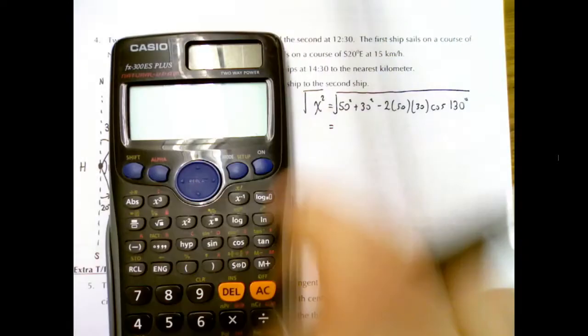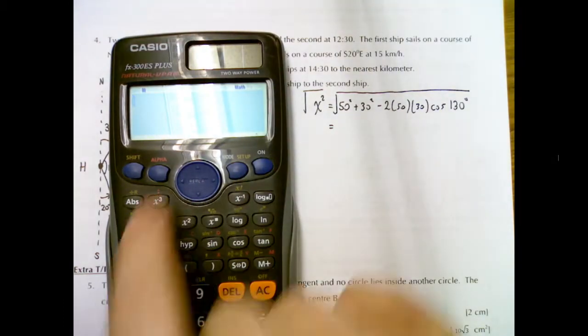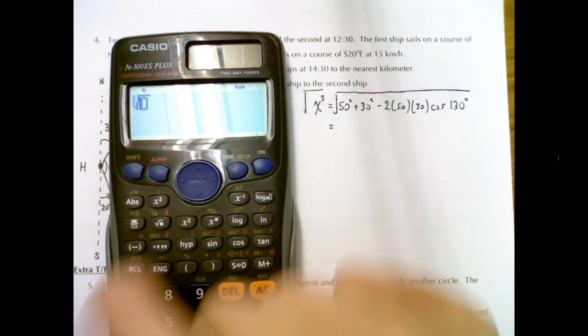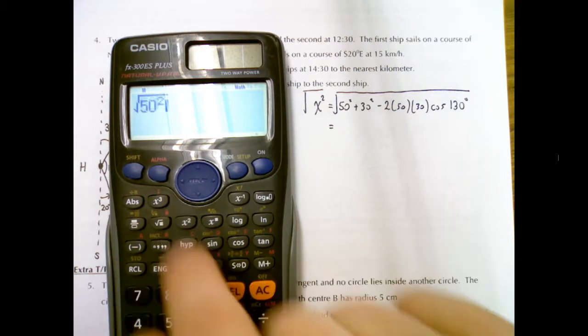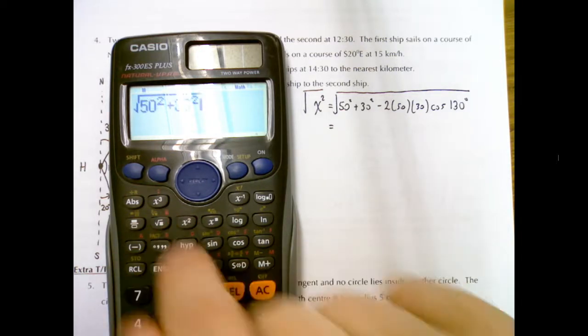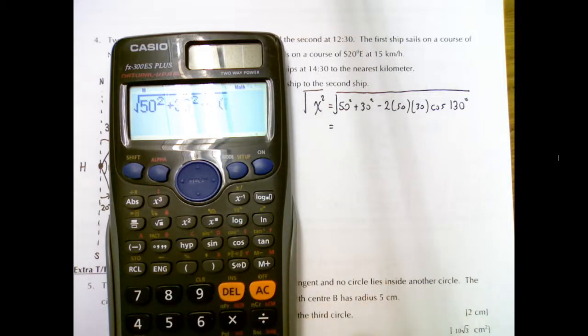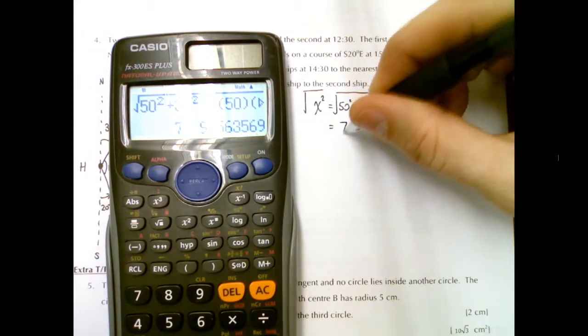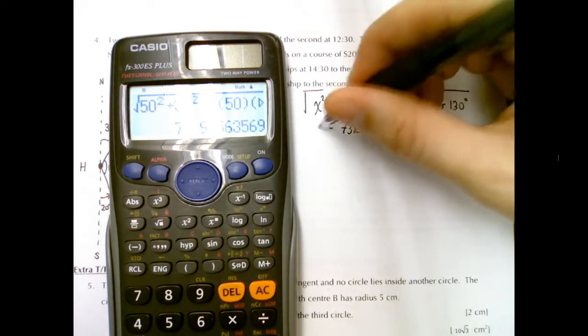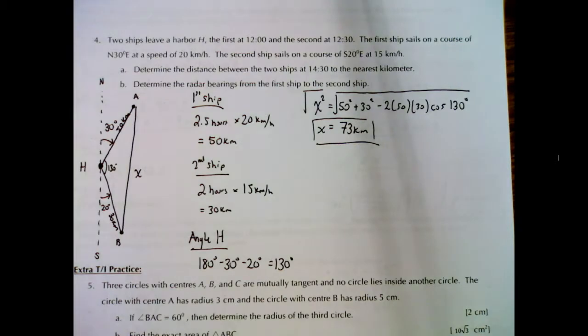Now let's see if I can type this in my calculator. So we're going to square root, not third root, square root 50 squared plus 30 squared minus 2 times 50 times 30 cos 130. And I get 72.995, so I'm going to call it 73 kilometers. And that's how we can draw a diagram and use cosine law.